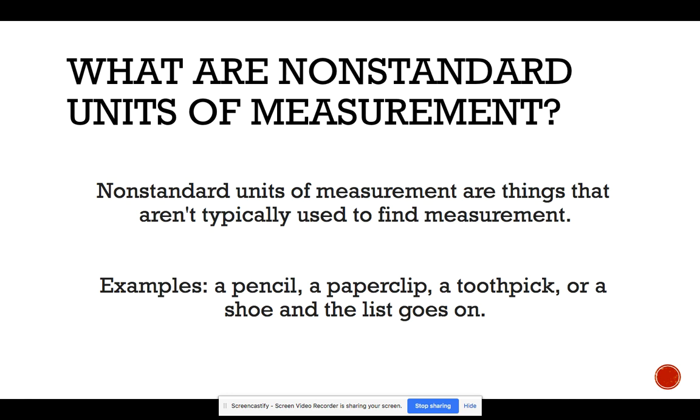Non-standard units of measurement are things that aren't typically used to find measurement. We typically use a ruler, but when we use non-standard units of measurement, we're not using a ruler. We're using things that we normally would not use, such as a pencil, a paper clip, a toothpick, a shoe, and the list goes on.